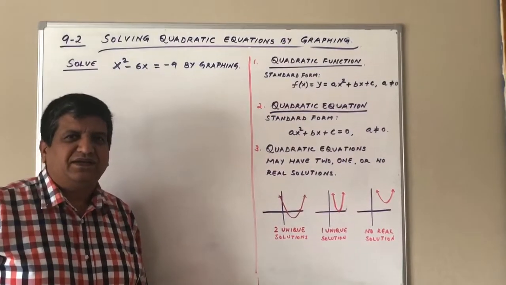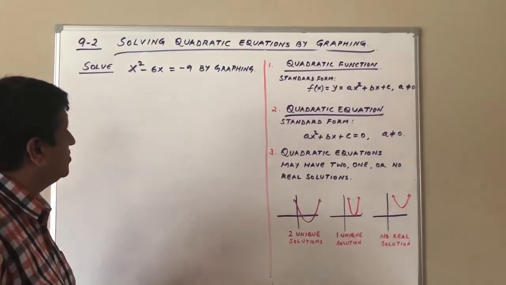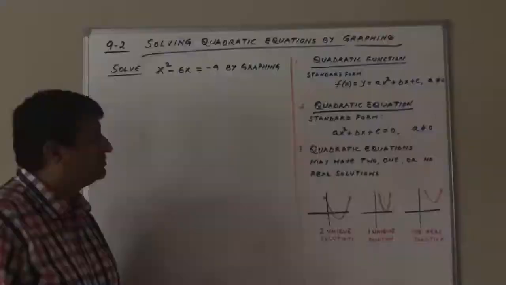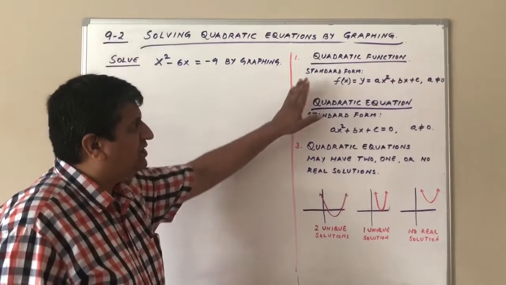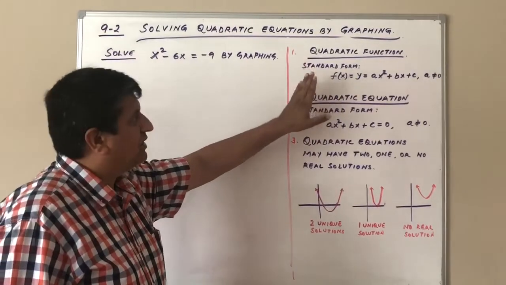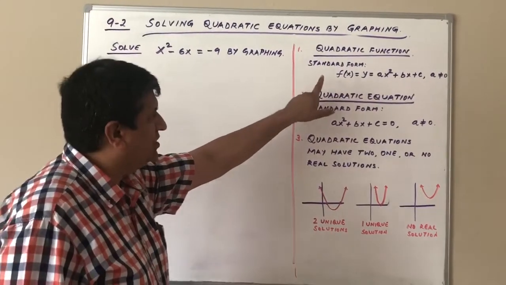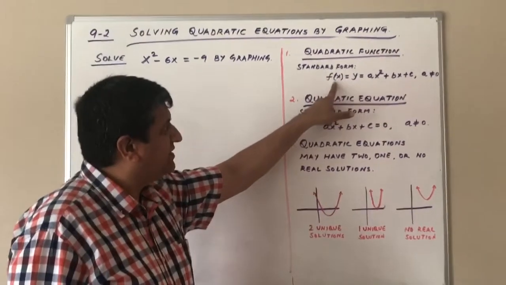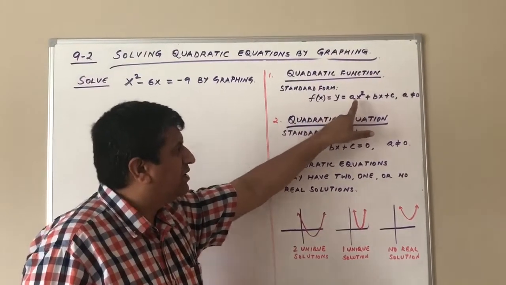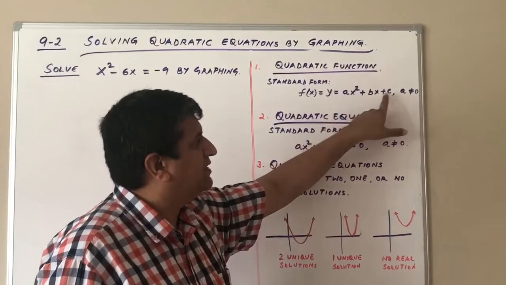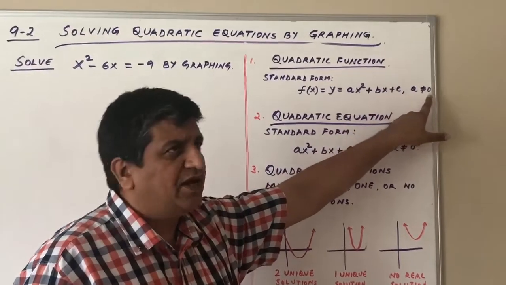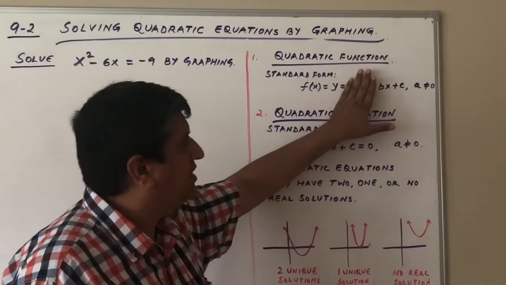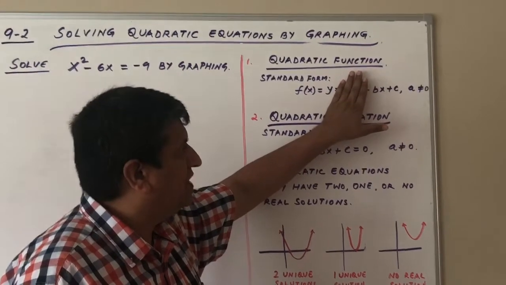Guys, welcome back. Today I'm going to show you how to solve quadratic equations by graphing method. So the first thing we have to recall is what's a quadratic function. In standard form, a quadratic function can be written as f(x) equals y equals ax squared plus bx plus c, where a cannot be 0, because if a is 0, this turns into a linear equation or linear function.